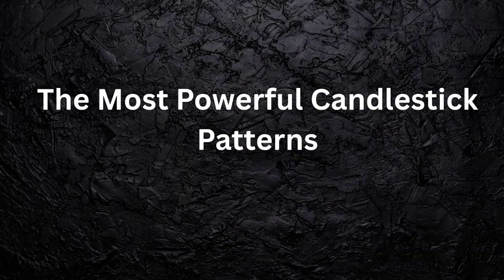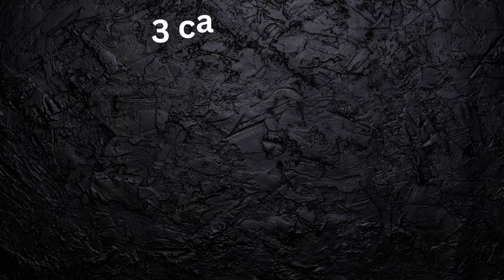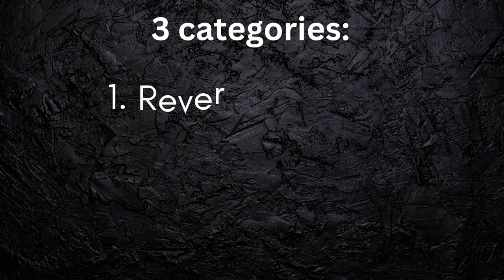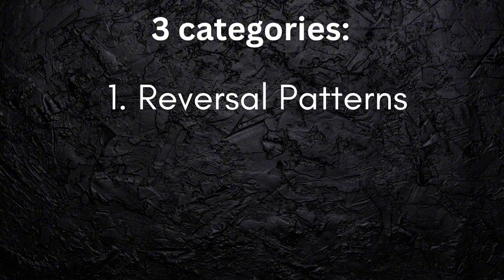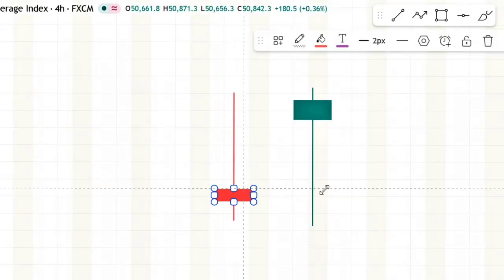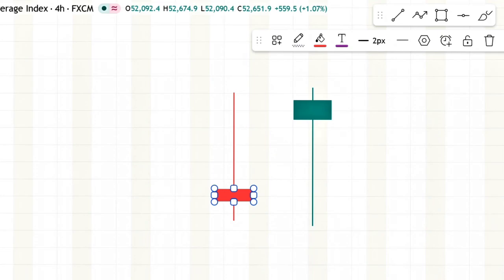Now let's go to number 3, the most powerful candlestick patterns. This is what you actually need. Now let's break it down into 3 categories. Number 1 category is the reversal pattern, the pin bar. A lot of people call it a hammer, some people call it a shooting star. This is one of the most important patterns in trading. Am I understood? So it's very important you know this.